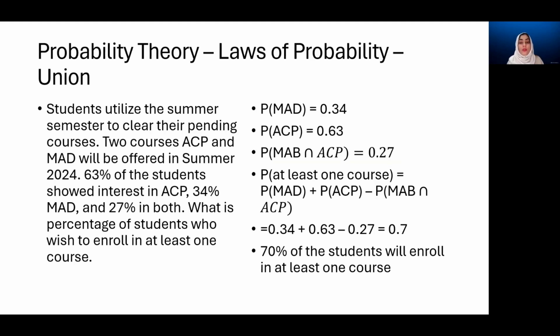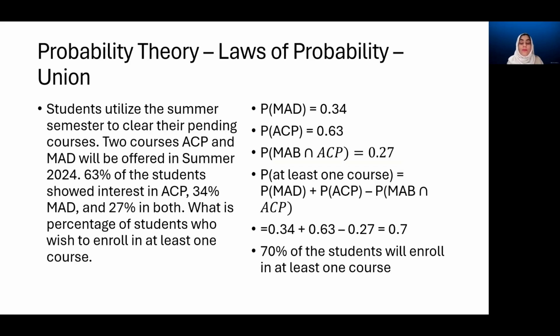For that, we also need to know the probability of both of these events happening together, which is the joint probability, and which is also given in the question. So probability of MAD and ACP intersection between them is 0.27. Now, the proportion of students enrolling in at least one of these courses can be computed using the law of addition.